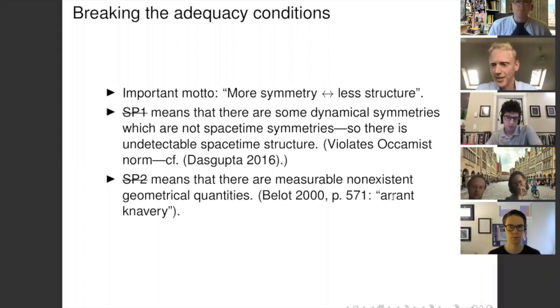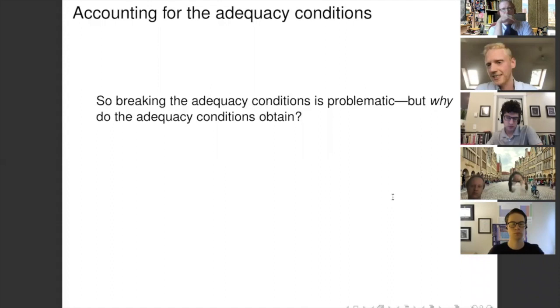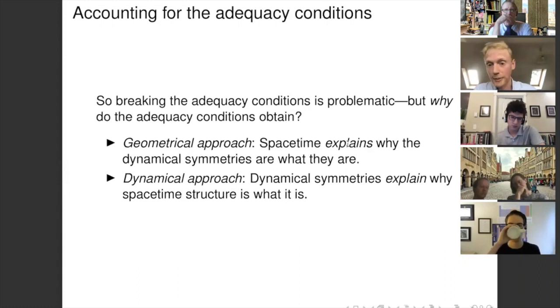But you might still ask, if I insist that the adequacy conditions hold, why do they hold? And there are different answers that you can give here. A geometrical view would say that space-time explains why the dynamical symmetries are what they are, and therefore why the adequacy conditions are satisfied. But a dynamical view would want to go the other way around. It would want to say that dynamical symmetries explain why space-time structure is what it is, which comes back to that relationalist thesis which I was mentioning before.